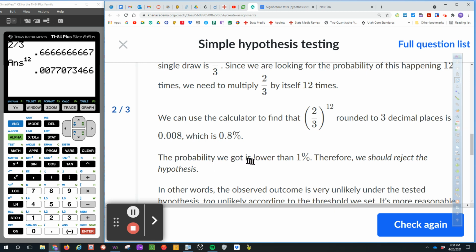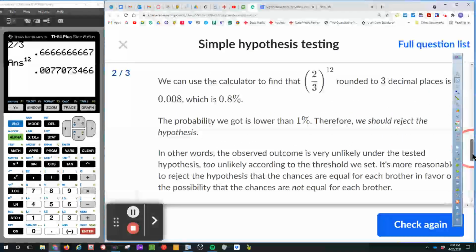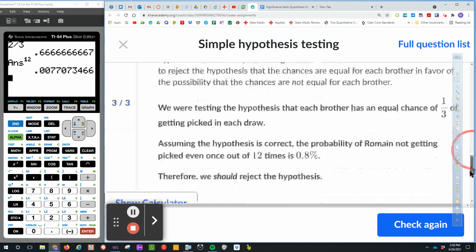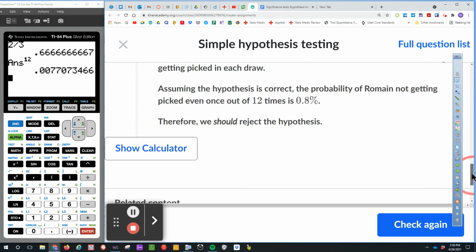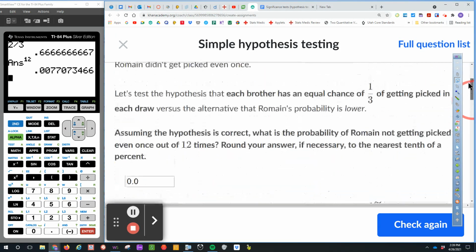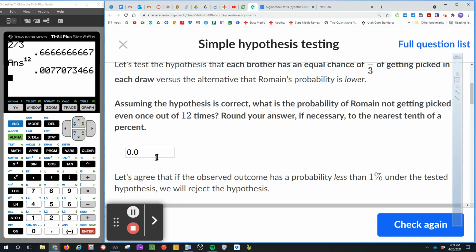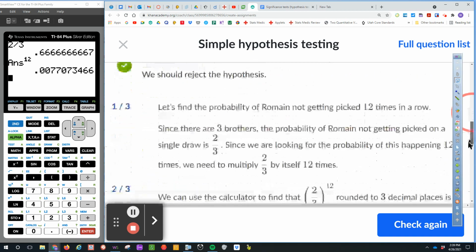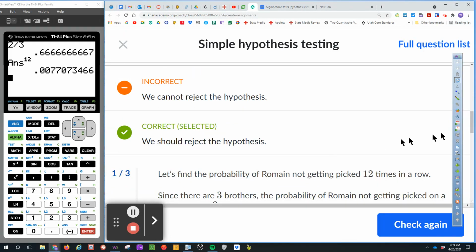All right, the probability we got is lower than 1%, which was true. So we should reject the hypothesis. When you set it at 1% and you get a probability of less than 1%, you should reject the hypothesis. Okay, so here will be point. Strange, they did not ask to the nearest 10. Oh, 10 of a percent. Okay, so 0.8%, and we say we should reject the hypothesis.